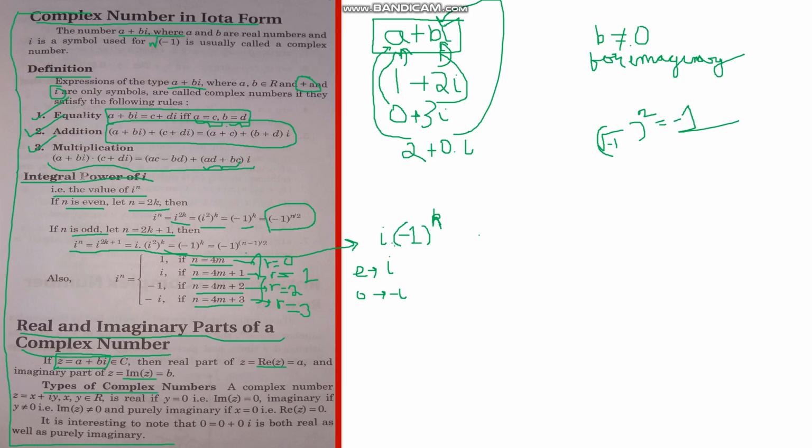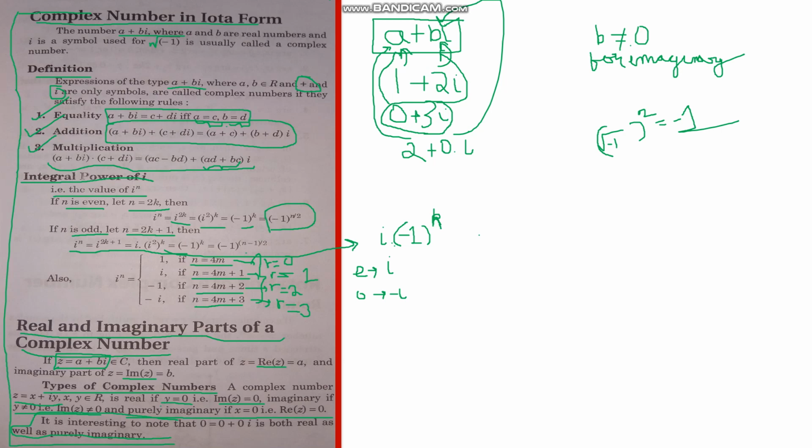Now our topic is types of complex number. A complex number z equals x plus iota y, where x and y belong to R, is real if y equals 0, that is, the imaginary part of z equals 0, and imaginary if y is not equal to 0, and purely imaginary if x equals 0, that is, the real part of z equals 0. For example, as I told you, this is purely imaginary. Now it is interesting to note that 0 plus 0 iota, meaning 0, is both real as well as purely imaginary.